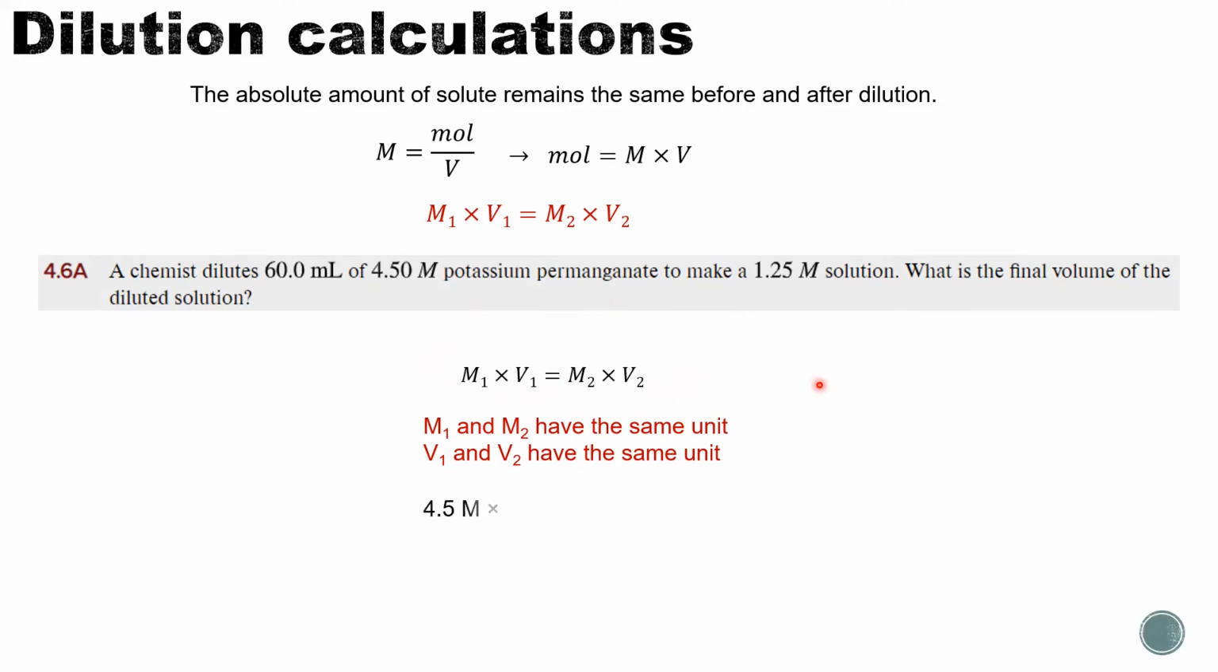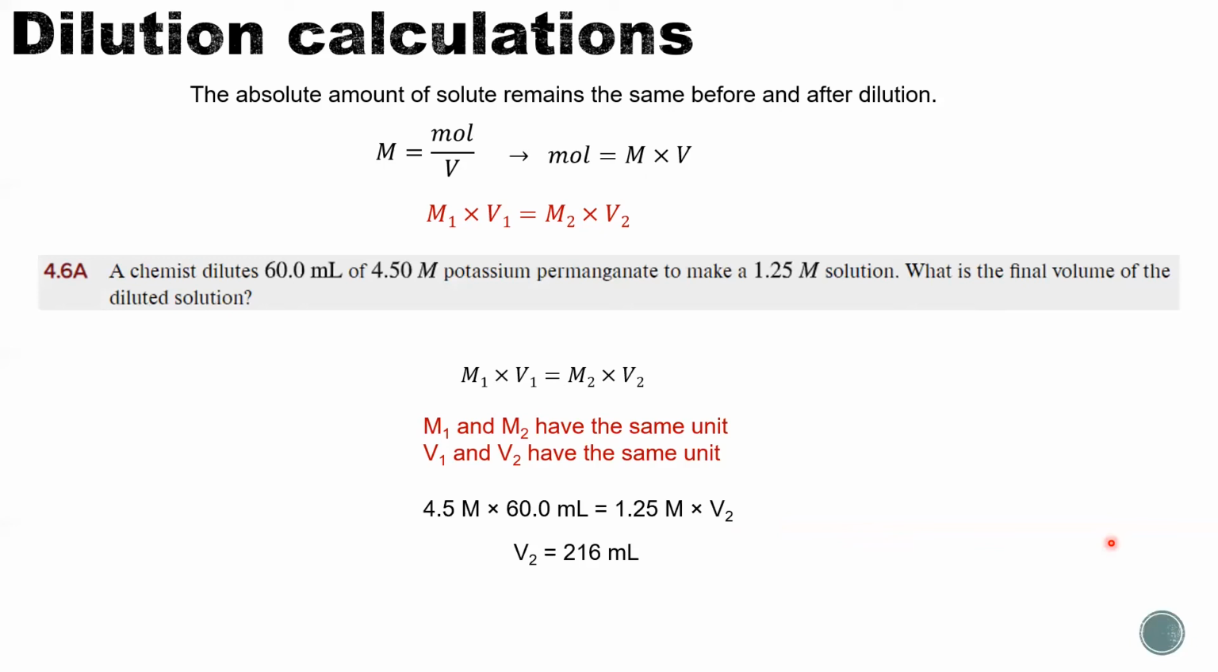So plug in the numbers. Before dilution is 4.5 molarity times 60 milliliter. After dilution, we have 1.25 molarity and V2, that's the volume we want to get. So solve this equation, we can get V2 equals 216 milliliters.